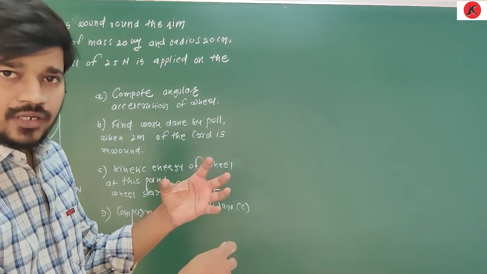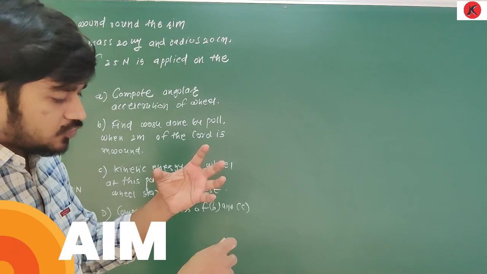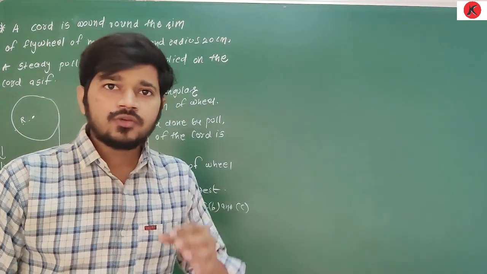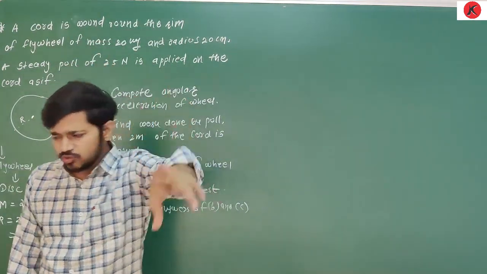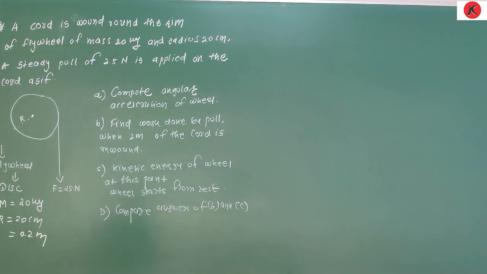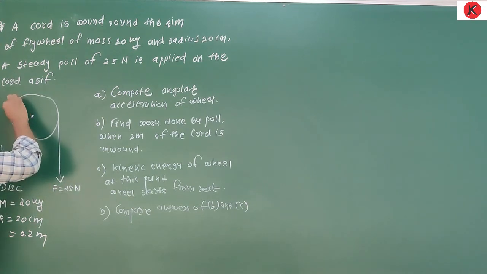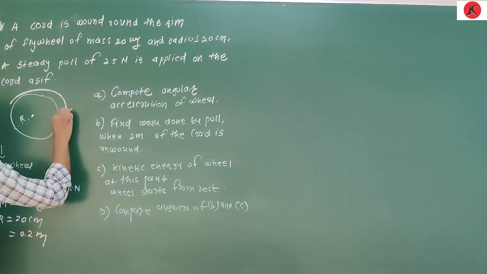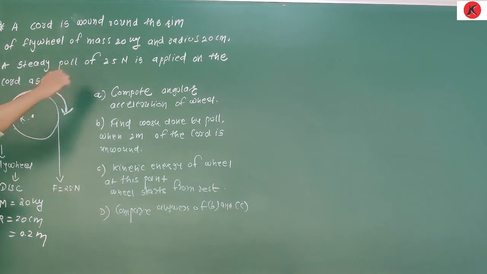And if the free end of that cord is pulled in downward direction, obviously it will perform rotational motion. Simple. Yes, you know it. If you are given one disc which is wound with one string, and if you pull this string, then this disc will rotate. It will perform rotational motion in this direction like this, about this axis, which is passing through its center and perpendicular to its plane.